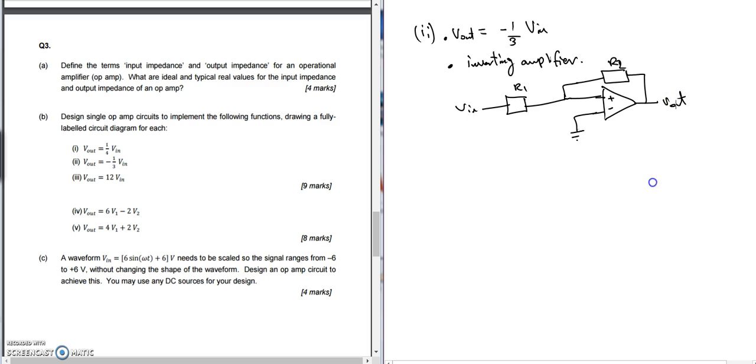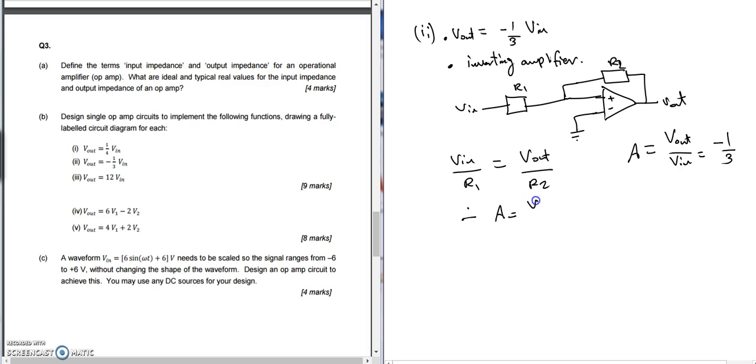This is Vin. Okay, so the law is simple. It's basically Vin over R1 is equal to Vout over R2. Therefore, what's A in that case? A is Vout over Vin, which is minus a third. Therefore, A is equal to Vout over Vin equal to minus R2 over R1 is equal to minus 1/3. Therefore, cross multiplication, so what you get is 3R2 equals R1.